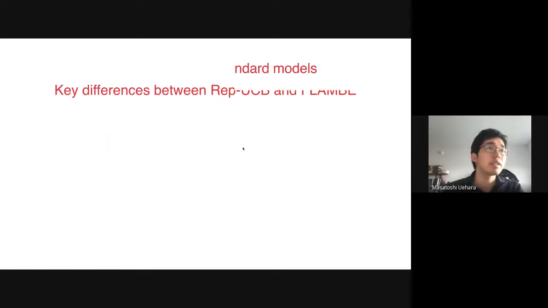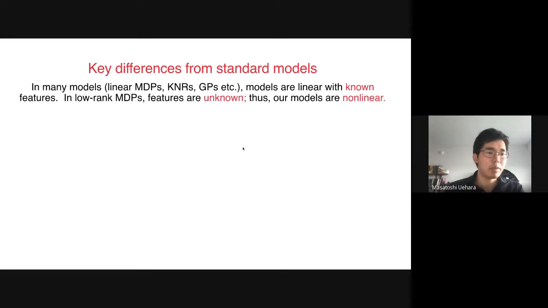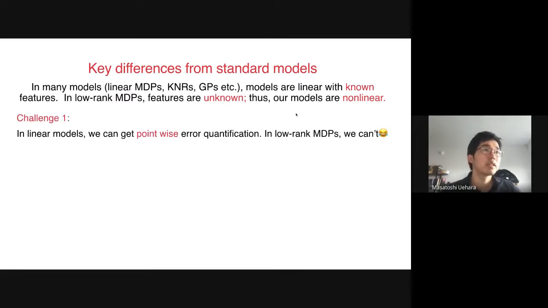So let me skip this second point. And next, I'm going to emphasize differences compared to standard models. In many models, like linear MDPs, kernelized nonlinear regulators, which are a generalization of LQRs, and also Gaussian processes, basically models are linear with known features. In low-rank MDPs, features are not known. Thus, our models are nonlinear. It leads to two challenges. The first challenge is, in linear models, we can get pointwise error quantification. But in low-rank MDPs, we cannot.